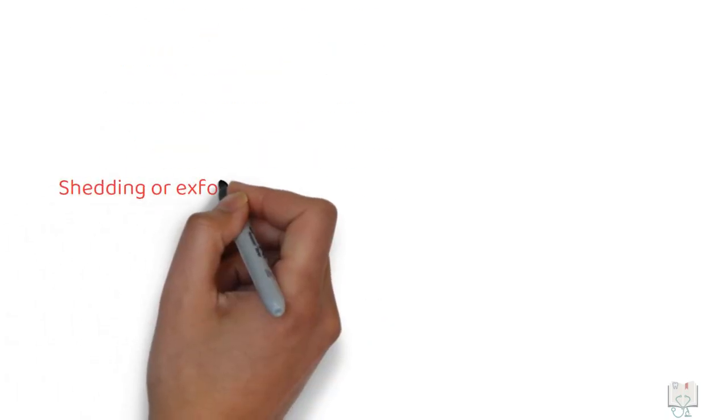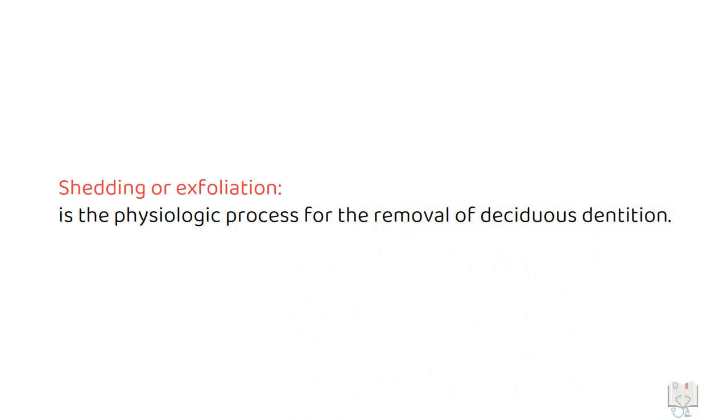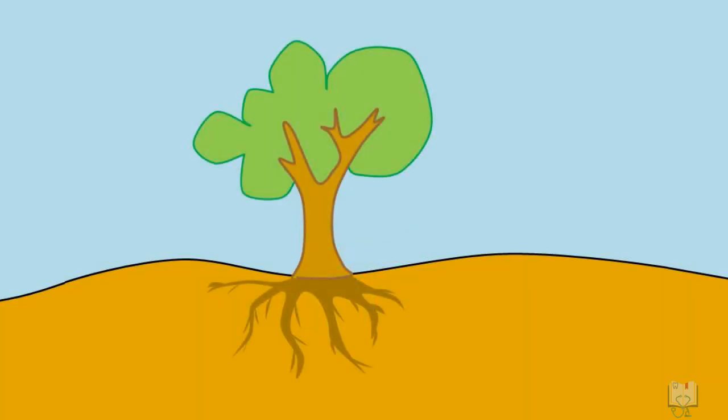Shedding or exfoliation is a physiological process for removal of deciduous teeth. This process requires the resorption of the supporting structure and the roots of the primary tooth, which eventually causes the shedding of the rest of the portion of the tooth. This place is then taken by the permanent tooth.